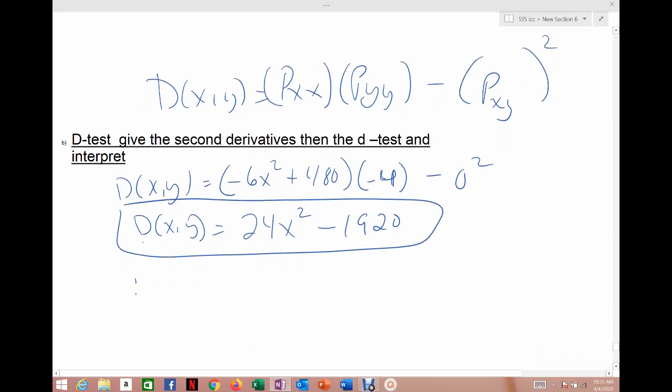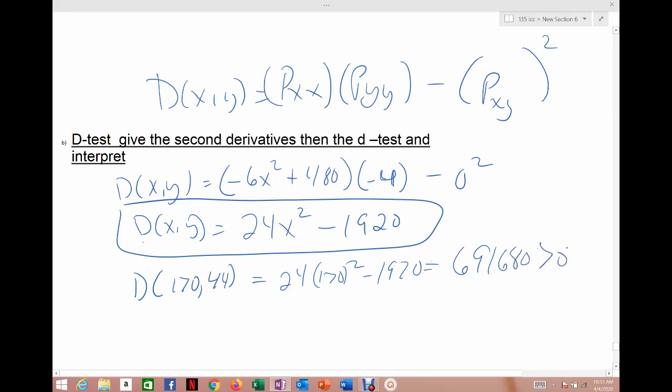And now I'm going to test my point. So the value that I'm testing is my x value was 170, my y value was 44, and so I'm going to plug that in. So it's 24 times 170 squared minus 1920. Comes out to a really big positive number, which is good because we wanted it to be a big positive number, right? D comes out positive. That checks that yes, it's an extrema. Right, that's all it tells me. It tells me that, yeah, it's either a max or a min. It's not a saddle point. So, yes, it's an extrema.